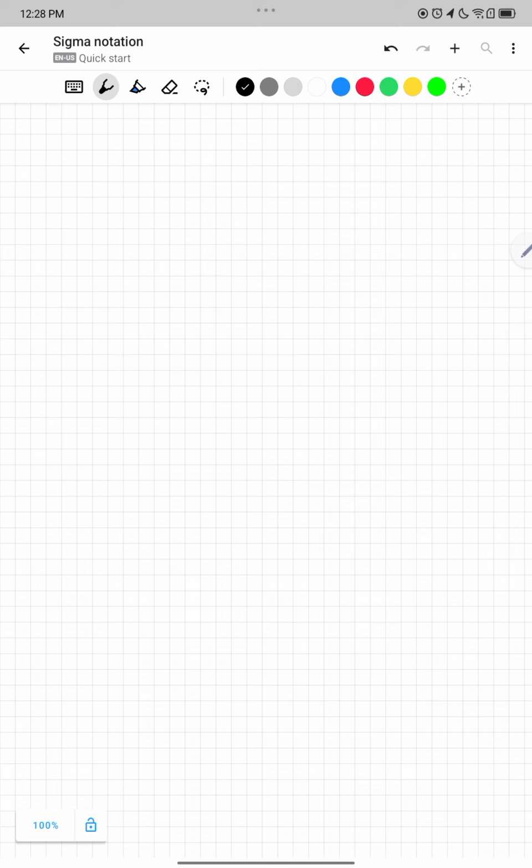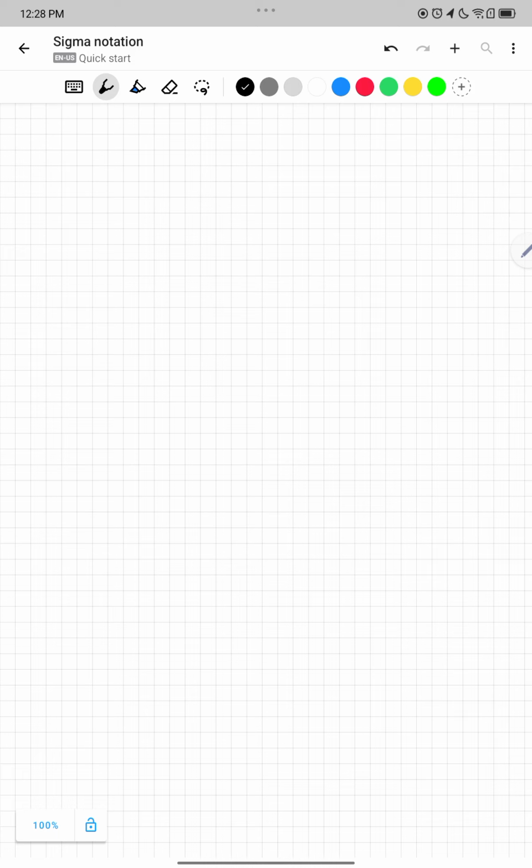Now I'm working on Sigma notations. Most interesting notations ever. Yeah, honestly, they are. So let's get to it.